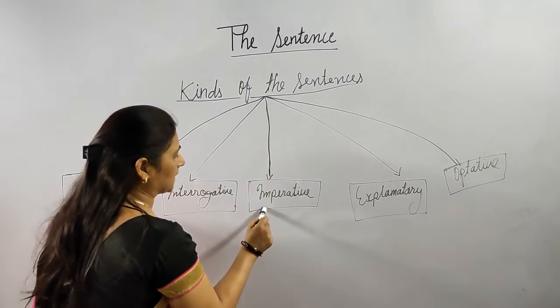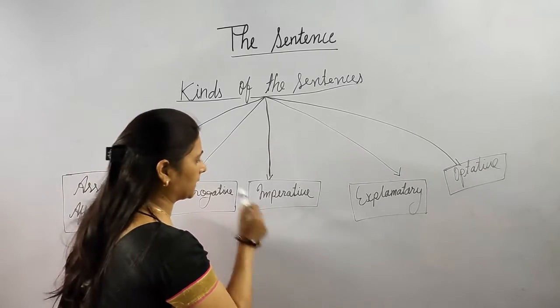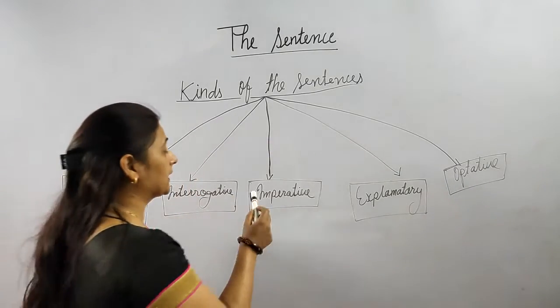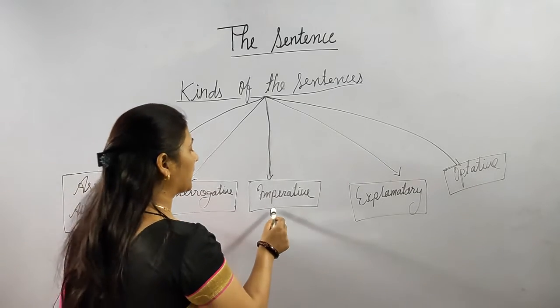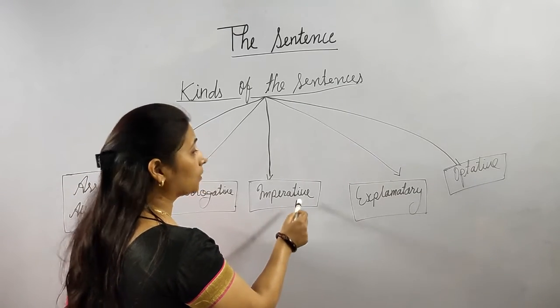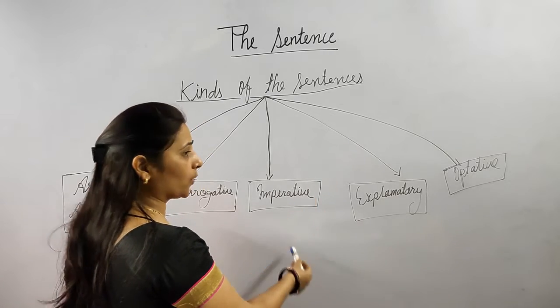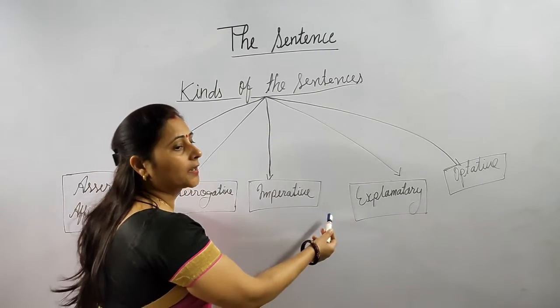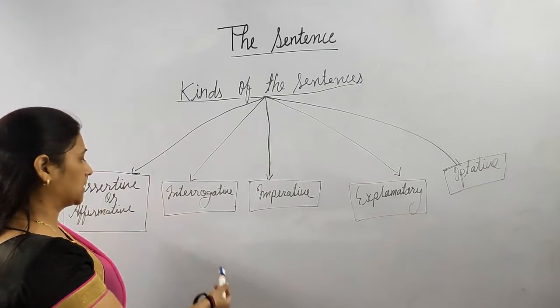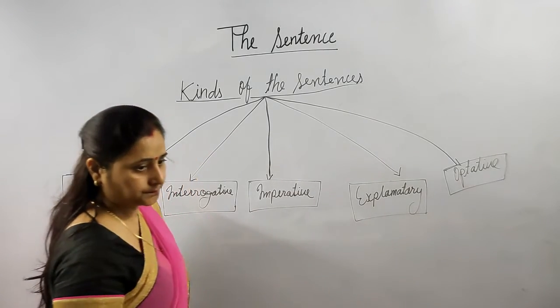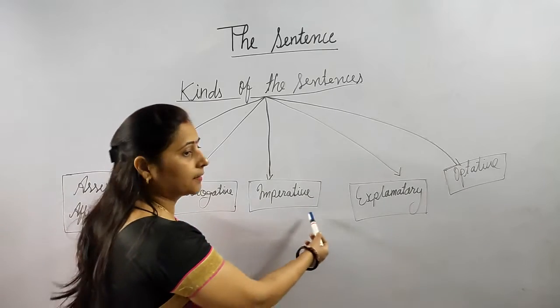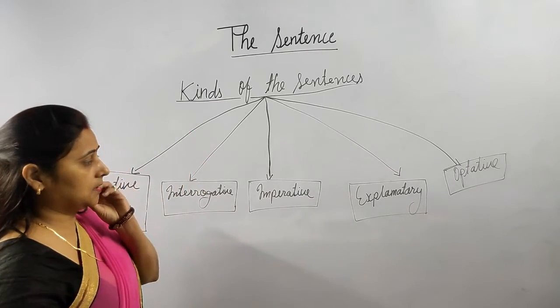Now look at the next kind, the imperative sentence. A sentence that expresses an advice, an order or a request is called an imperative sentence. Like, read this novel. This is an imperative sentence.